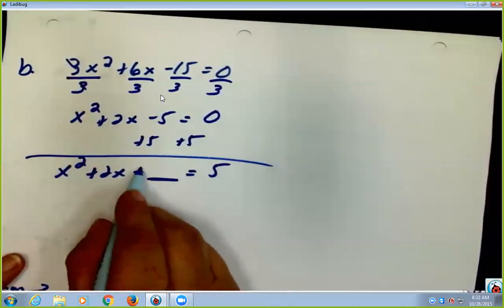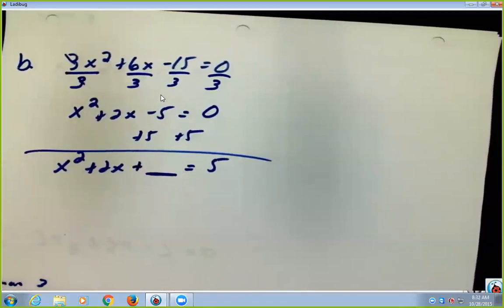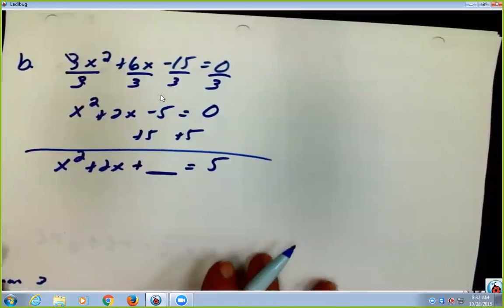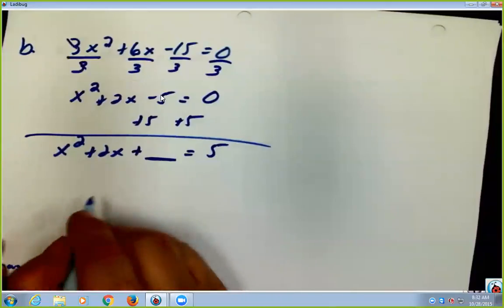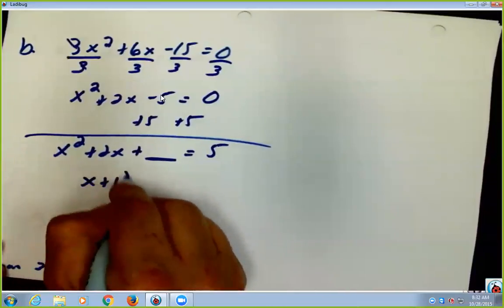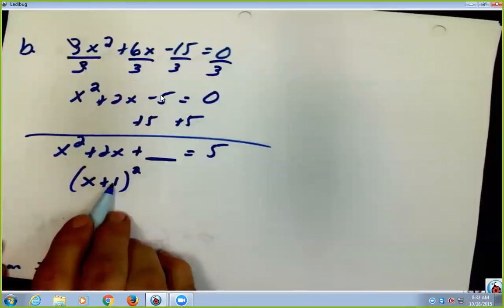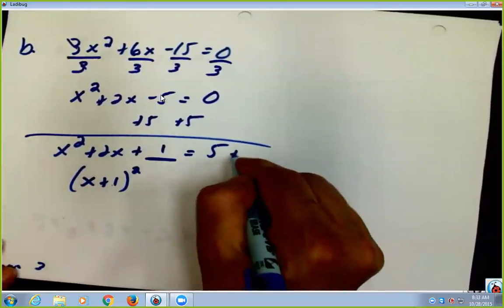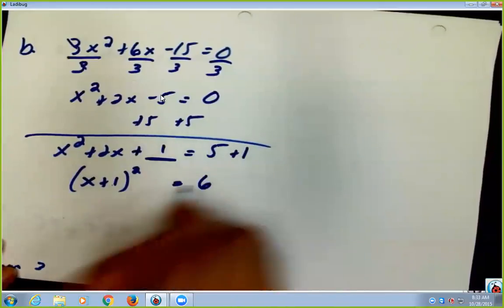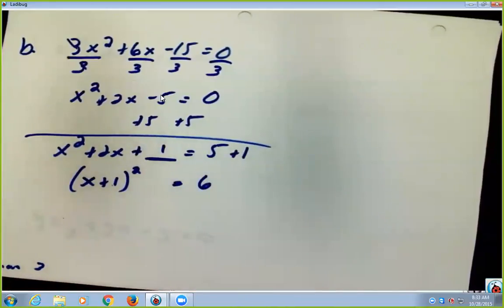Leave your blank hole in there, so that you know you can fill that piece in. So half of 2, what's half of 2? 1. So I have x plus 1 down here squared. What's 1 squared? 1. And add it to both sides. So now I have a 6 on the opposite side.